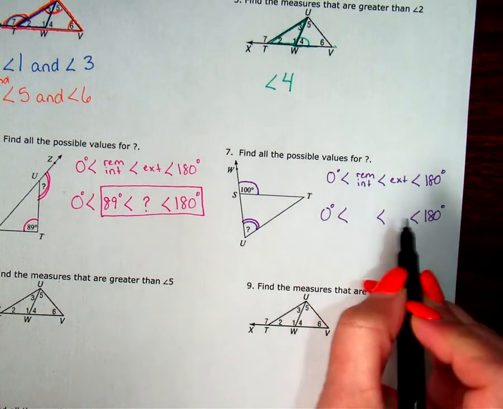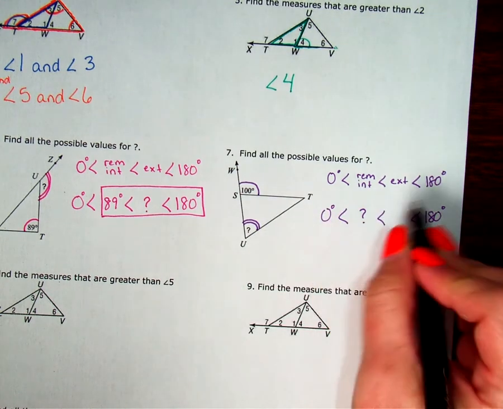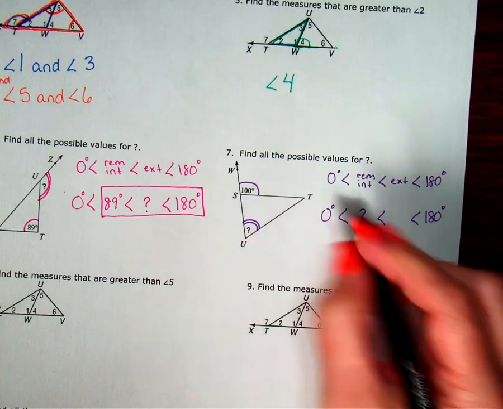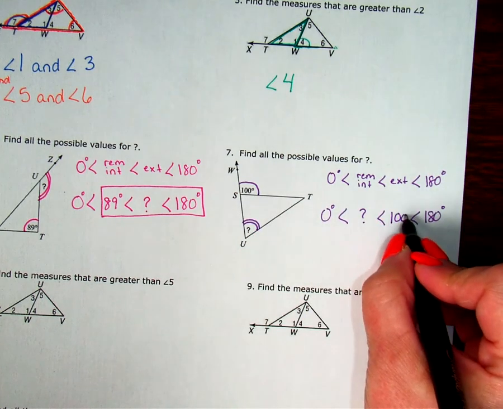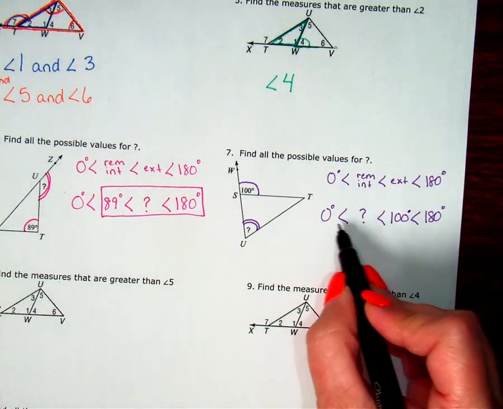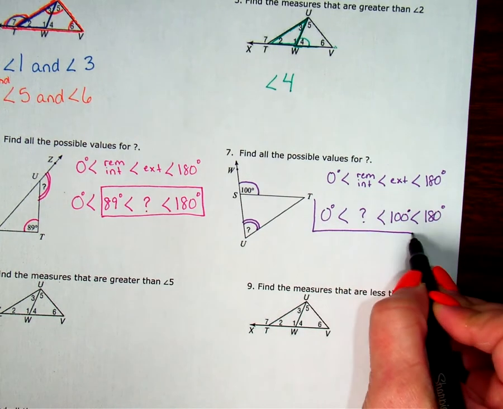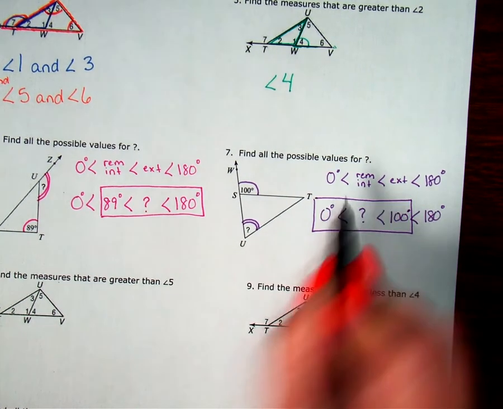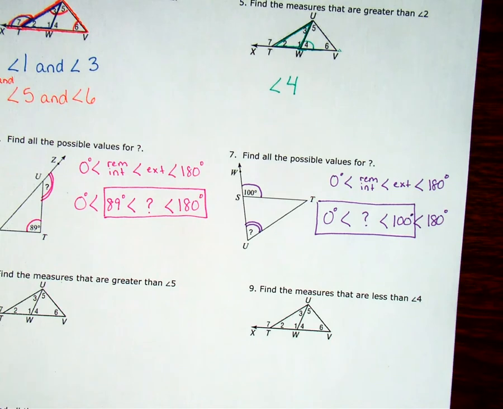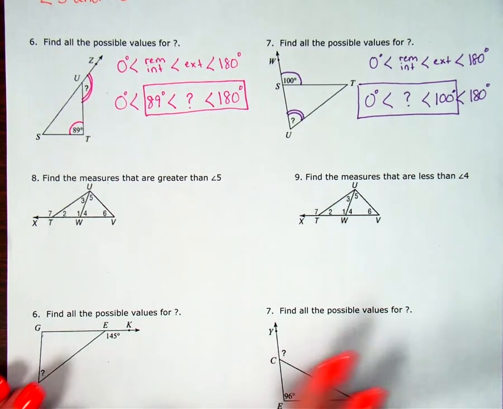So my interior angle this time is my question mark. My exterior angle is my 100. So the values for the question mark can fall anywhere between 0 and 100. Okay? All right, almost done, just 4 more to look at. All right, number 8. Find the measures that are greater than angle 5.